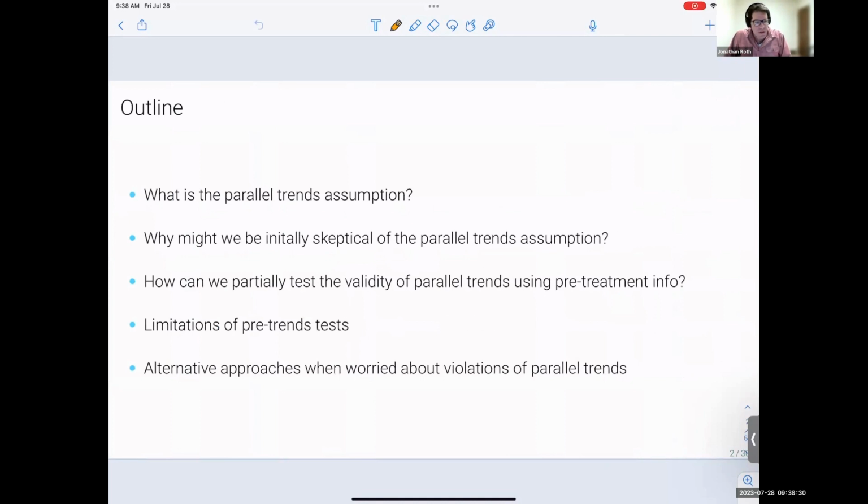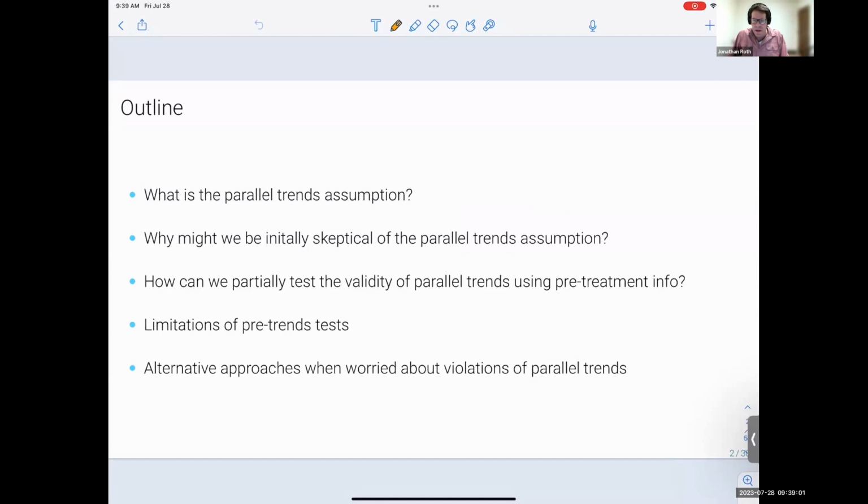All right. So as an outline of what I'm going to talk about today, I'm going to start with just a brief introduction. Probably most of you are familiar with what the parallel trends assumption is, but we'll talk about it a little bit to make sure everyone's on the same page. We'll then talk about, before we've seen any data, should we believe in parallel trends in practice? I'm going to argue that we might initially be skeptical of the parallel trends assumption. So before we've seen any data, we might be unsure as to whether it holds.